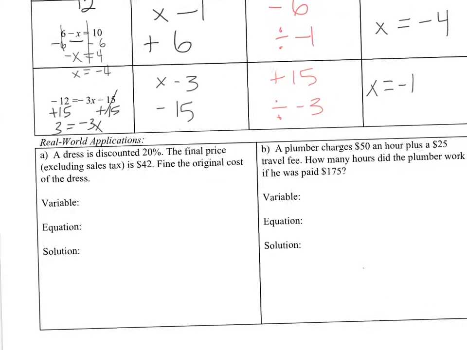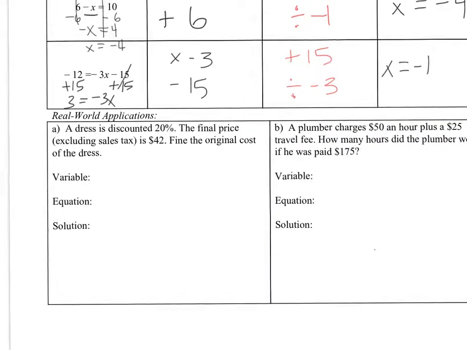You can use solving equations for a real-world situation. So what I want to do first is define what my variables are. So actually this should read find. A dress is discounted 20%. Remember, when something is discounted 20%, it means you're actually paying for 80% of it. The final price, excluding sales tax, is $42. Find the original cost of the dress.